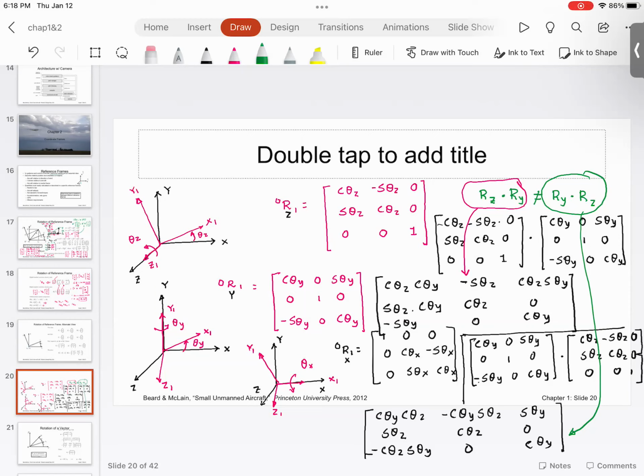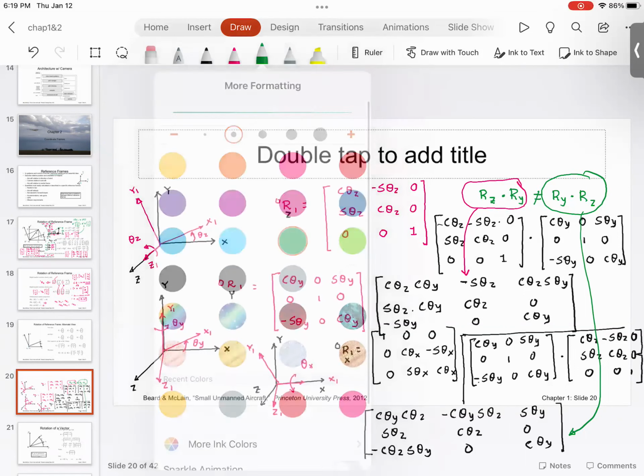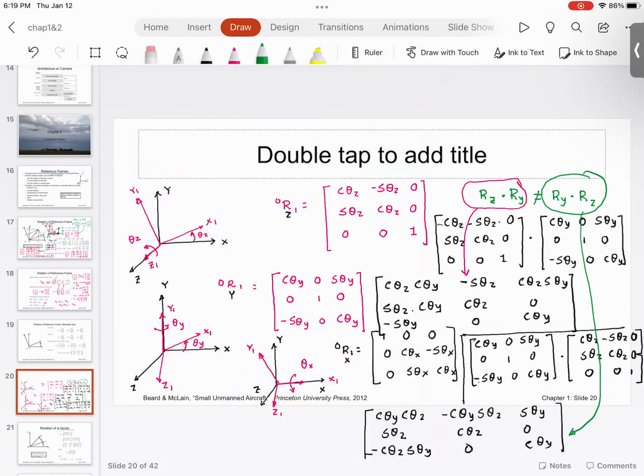If my rotations are small, and this is an extremely important part, when my rotations are small, all the sine terms in this multiplication can be replaced by just the theta value, and all the cosine terms can be replaced by 1. Are you with me so far? So let's see what happens if we perform that approximation.